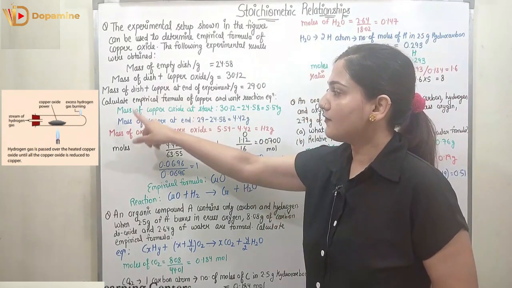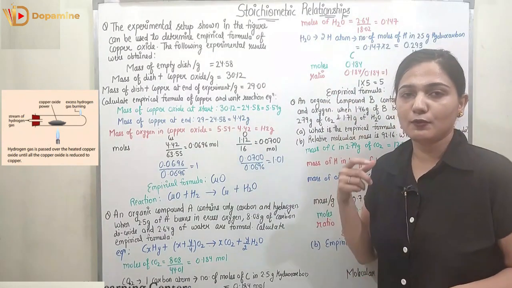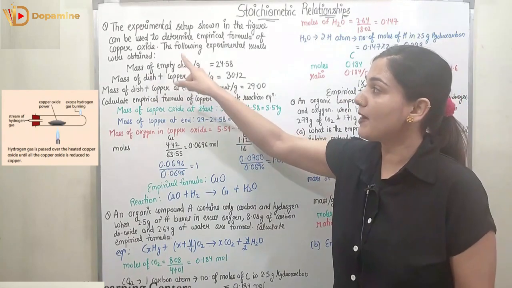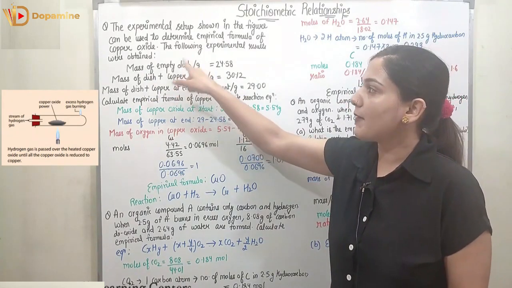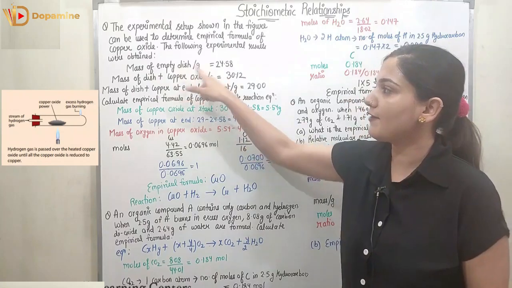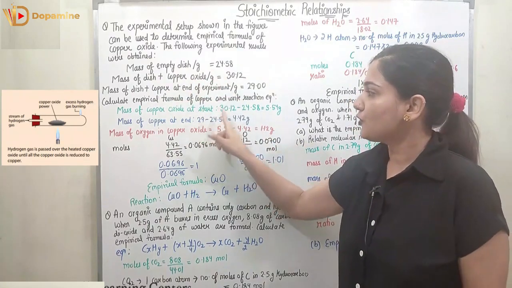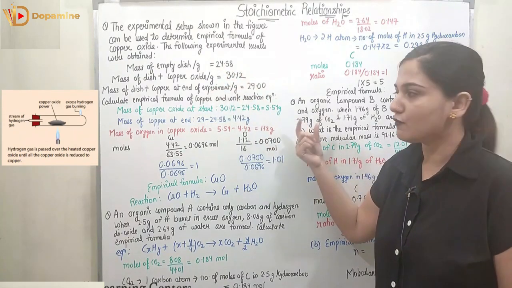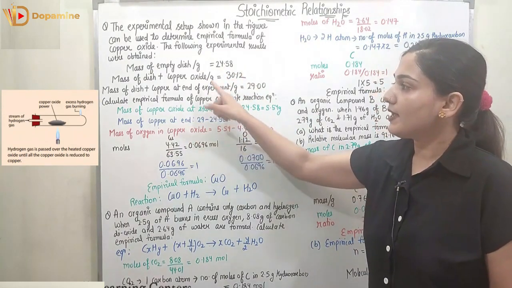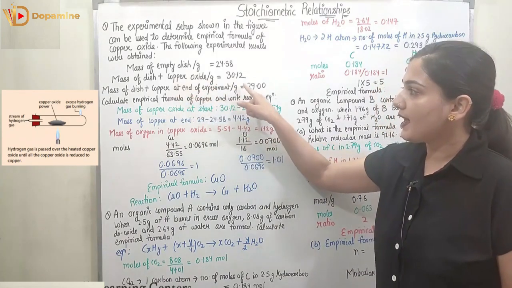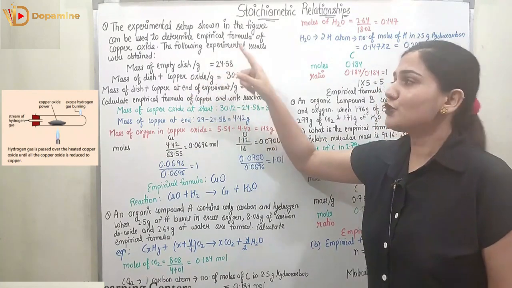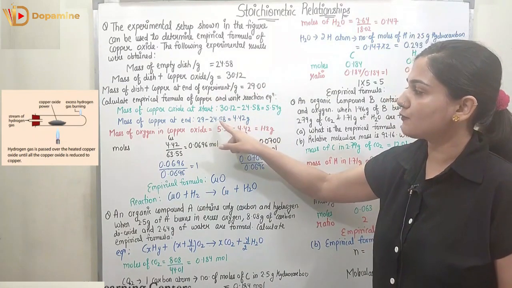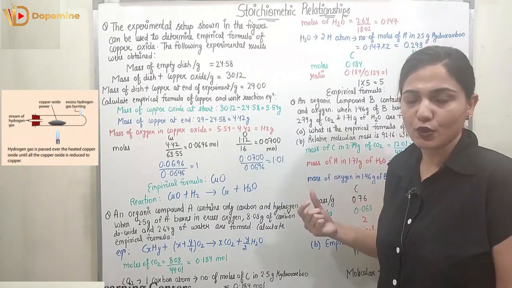So now we have the mass of the copper oxide at the start. So what is the mass of the copper oxide? We know the mass of dish plus copper oxide and we know the mass of dish as well. So if I subtract the mass of dish from the mass of dish plus copper oxide, I will get just the mass of copper oxide. So the mass of copper oxide at the start would be 30.12 minus 24.58, which is 5.54 gram. Mass of copper at the end: this is the mass of dish plus copper at the end, which is 29, and this is the mass of dish. So again we can subtract the mass of dish and we will get the mass of copper at the end. That is 29 minus 24.58, that is 4.42.